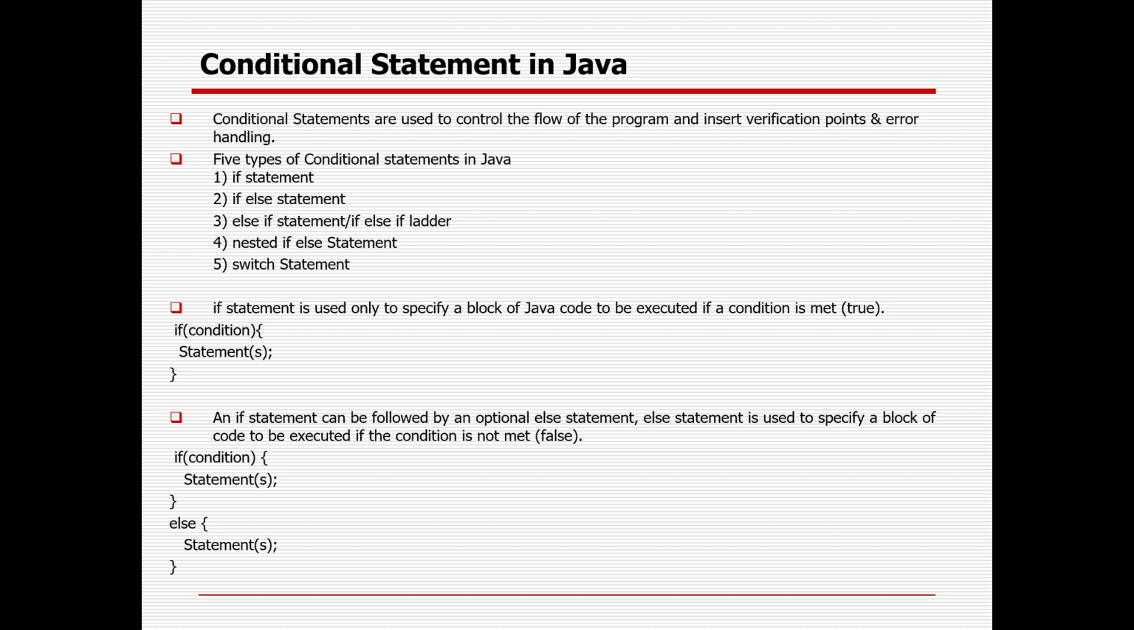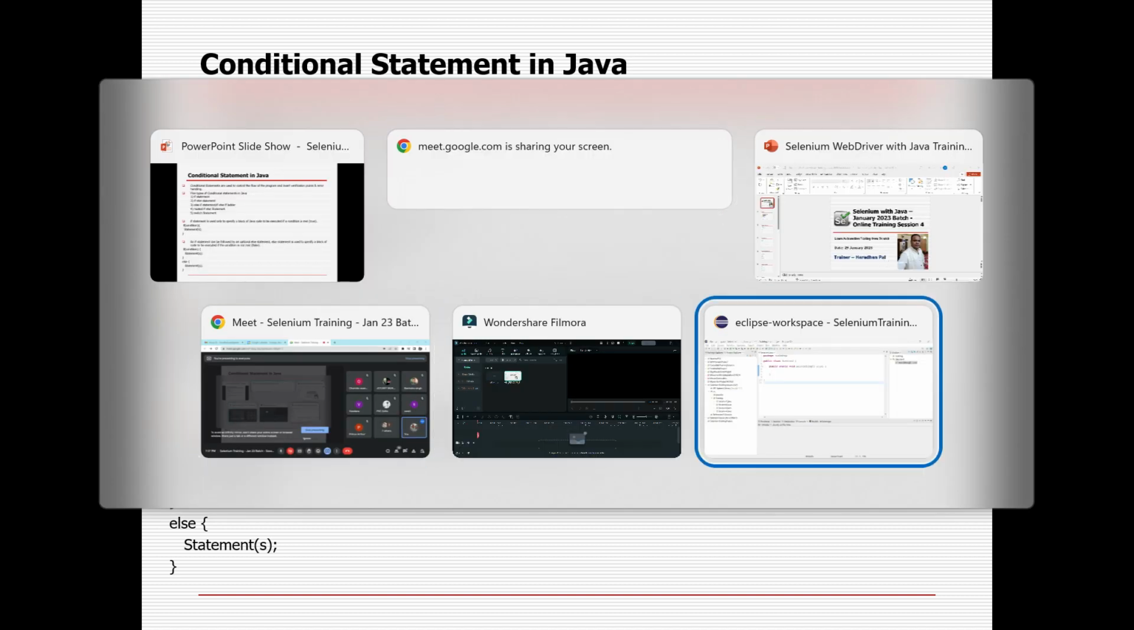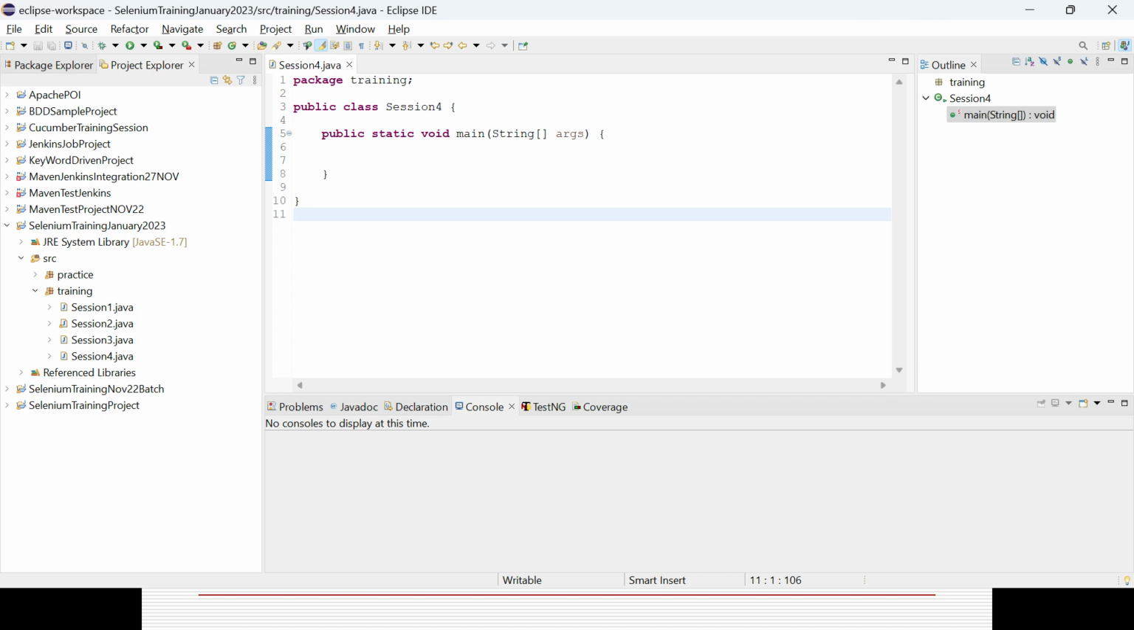So when will we be using the if statement? In case you need to just verify that a certain condition is true or not, then you can use the if statement. The if statement is used only to specify a block of Java code to be executed if the condition is met. So we'll go to Eclipse here. This is the new class created, session 4.